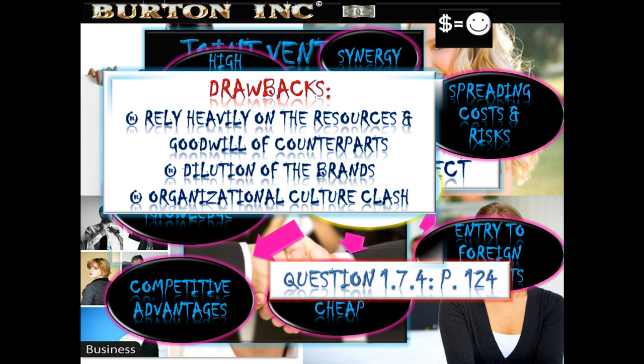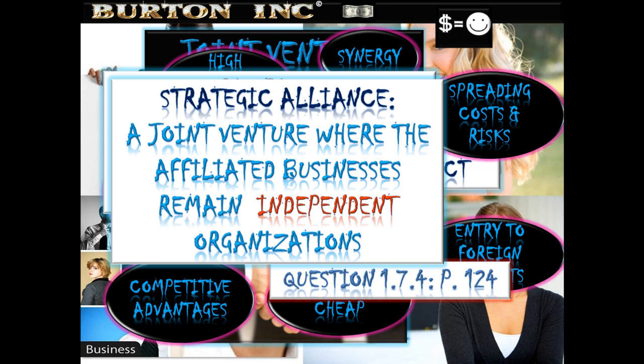The strategic alliance is a joint venture where the affiliated businesses remain independent organisations. So instead of coming together to form a new subsidiary or a new company, in a strategic alliance there's no new company formed. Both partners remain independent.